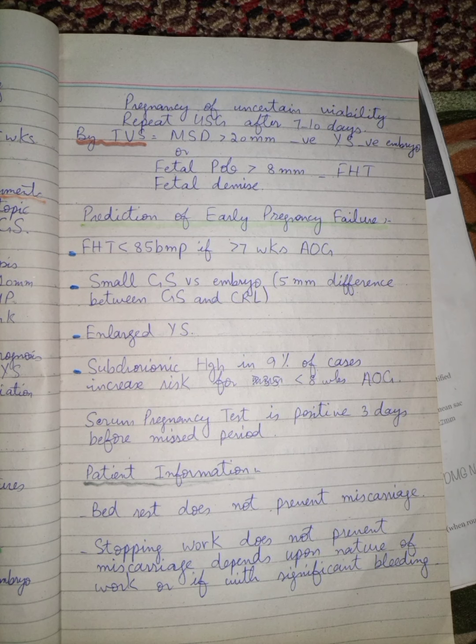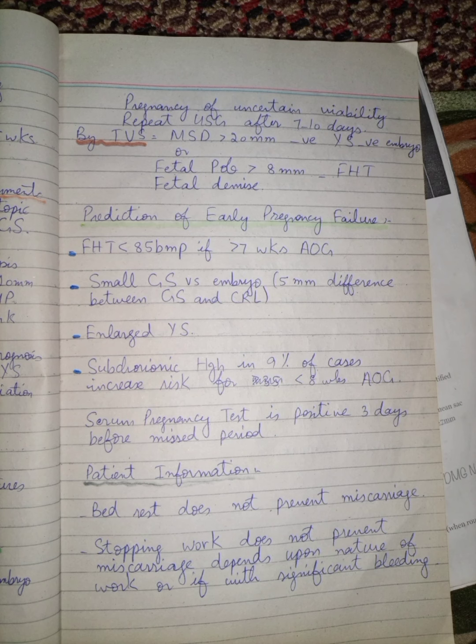Prediction of early pregnancy failure. Fetal heart rate is less than 85 beats per minute if pregnancy is more than 7 weeks. Or small gestational sac versus embryo, like 5 mm difference between them. Enlarged yolk sac, subchorionic hemorrhage in 9% of cases, and there is increased risk if pregnancy is less than 8 weeks of gestation. Serum pregnancy test is positive 3 days before missed period.